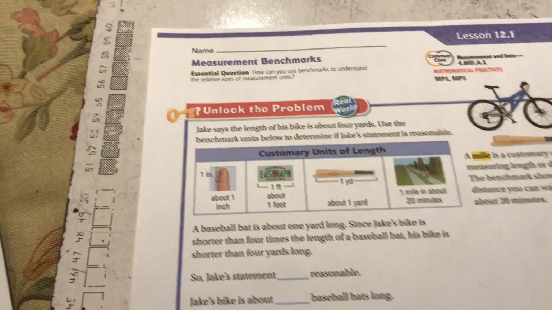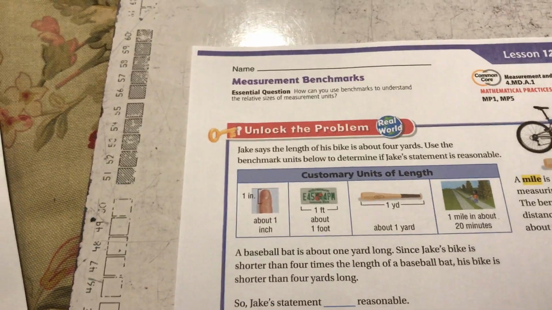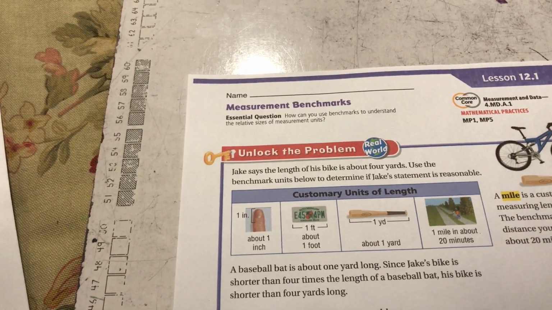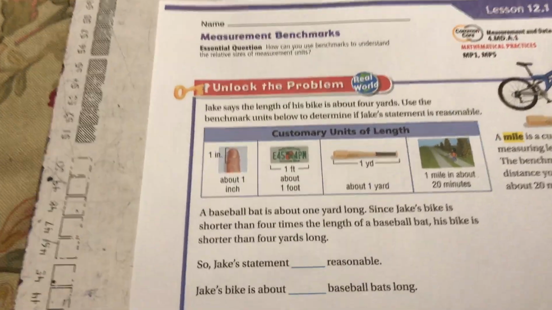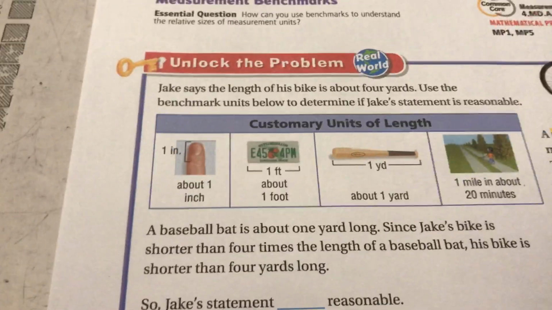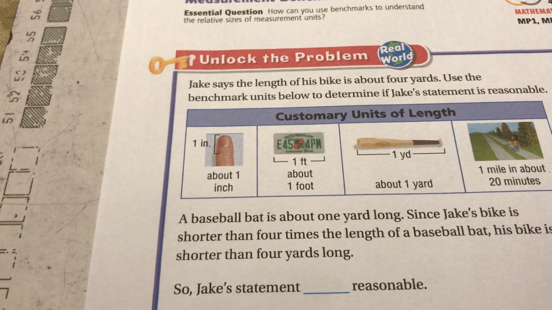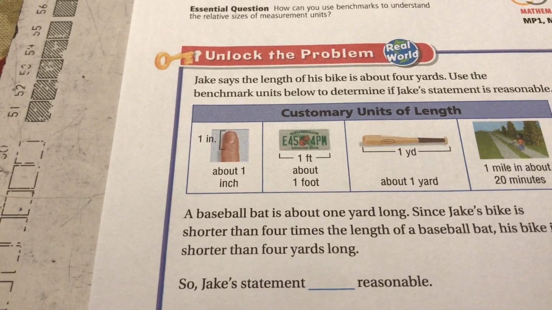But let's unlock the problem. Jake says the length of his bike is about 4 yards. Use the benchmark units below to determine if Jake's statement is reasonable. Again, these benchmarks are something to create a visual in your head because they are known amounts that you are accustomed to seeing or using.